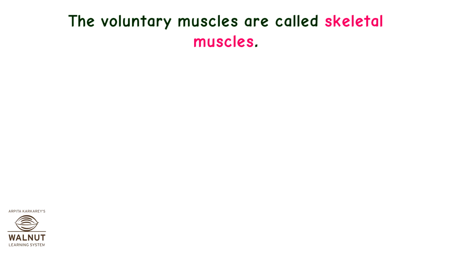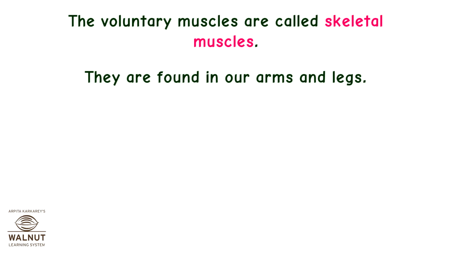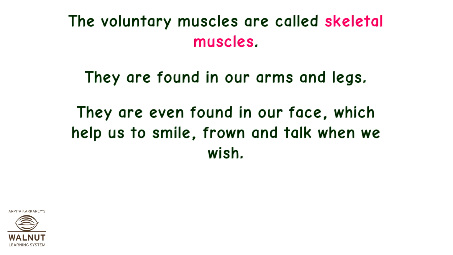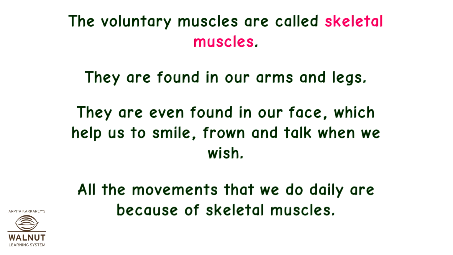The voluntary muscles are called skeletal muscles. They are found in our arms and legs. They are even found in our face, which helps us to smile, frown, and talk when we wish. All the movements that we do daily are because of skeletal muscles.